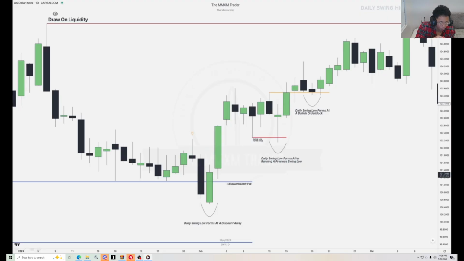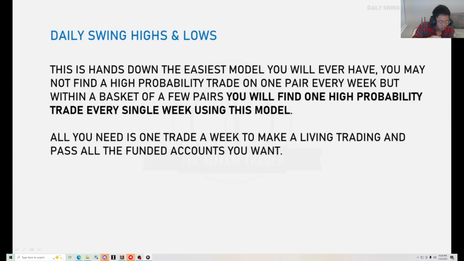Furthermore, if day 4's body, right, the fourth day after that 3-day swing pattern has formed, if that fourth day body's candle closed above bullish or below bearish, right, we can also aim for previous daily high or previous daily low if the draw on liquidity is still intact. So then all we have to do is work with the understanding of the open high low close or the open low high close, right? Taught in that first lesson of the mentorship. So this is hands down the easiest model you will ever have.